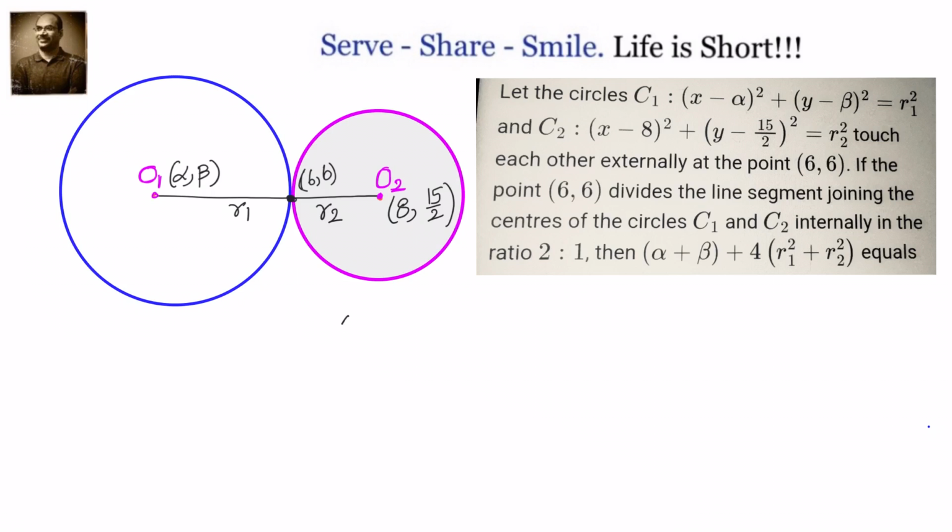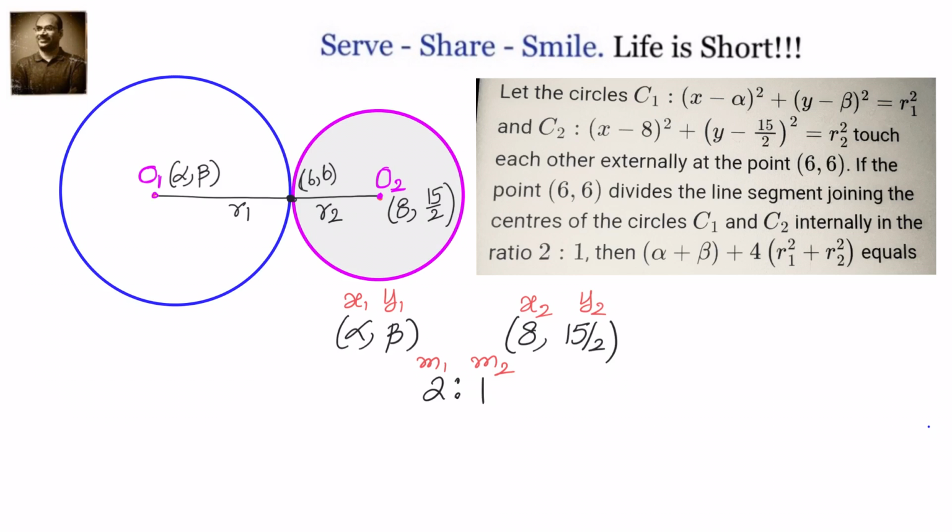Now, since it is dividing internally in the ratio, we can use the section formula. That means (alpha, beta) and (8, 15/2) are divided by (6, 6) in the ratio 2:1. Here x1, y1 is alpha, beta; x2, y2 is 8, 15/2; m1, m2 are 2 and 1; and x, y is 6, 6. What is the section formula? Division of a line segment.